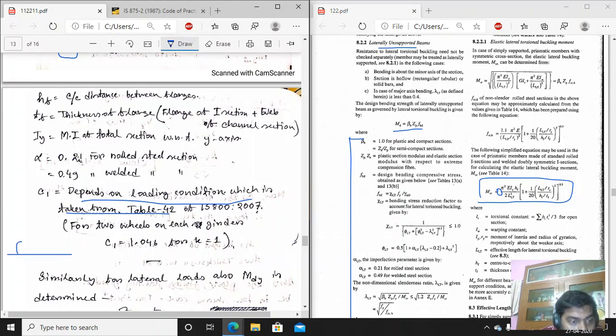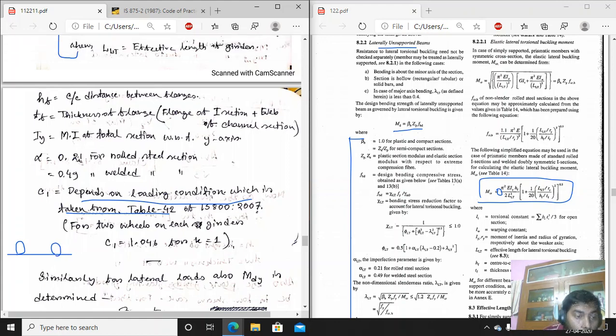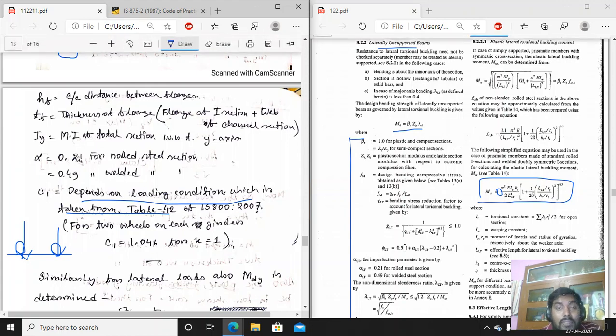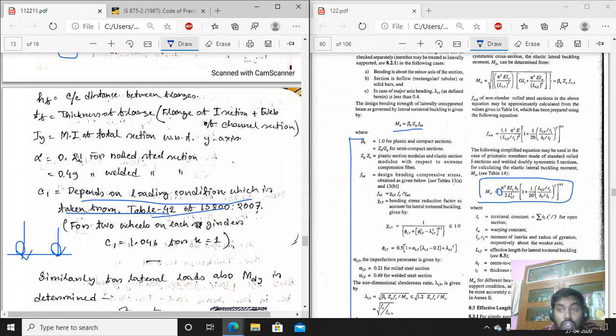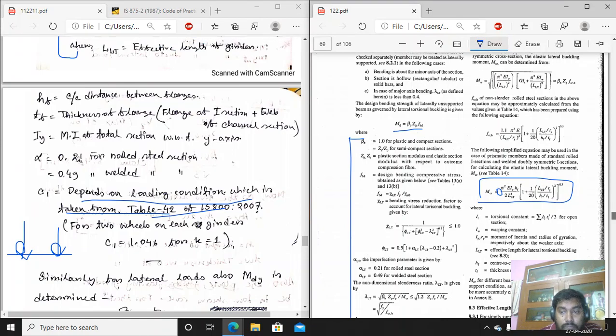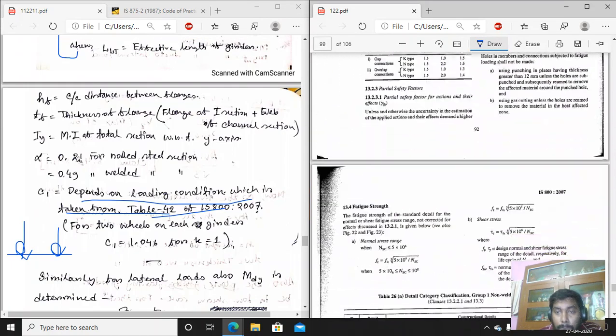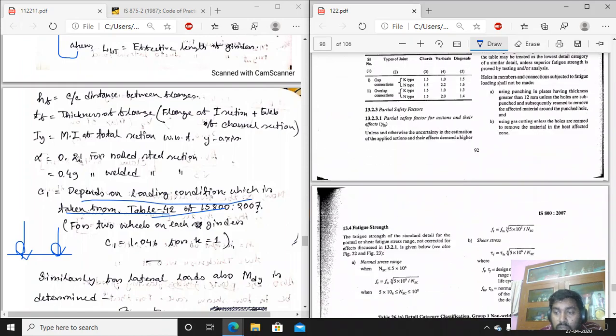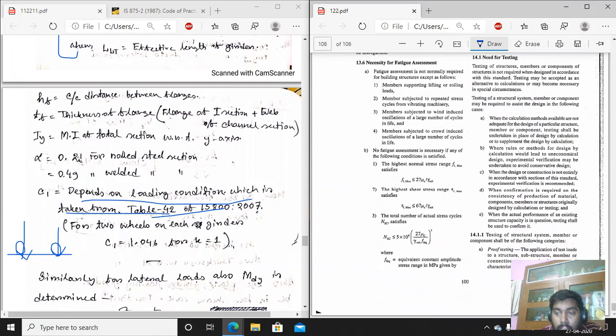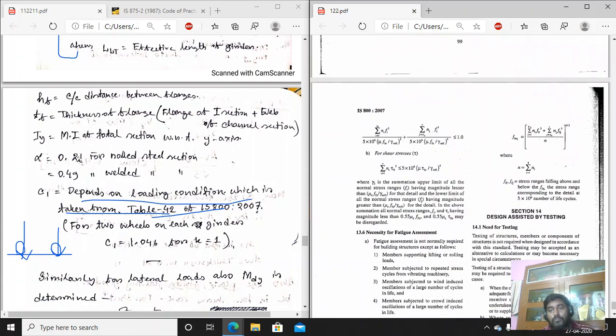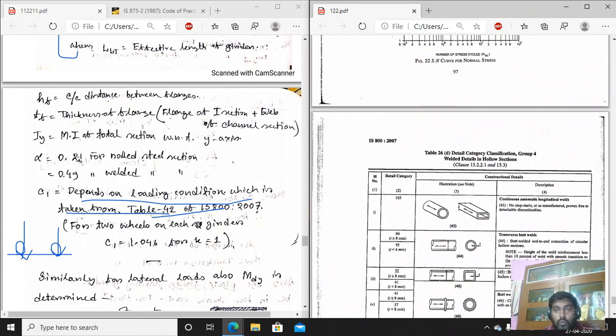Here two wheel loads are there. Wheel loads are generally more than one. So for two wheel loads, two reaction forces, we have to assume one factor. Let us go to the table in IS 800, section 14, table number 24.